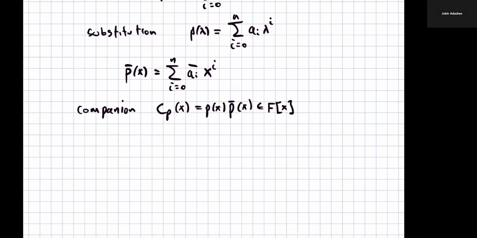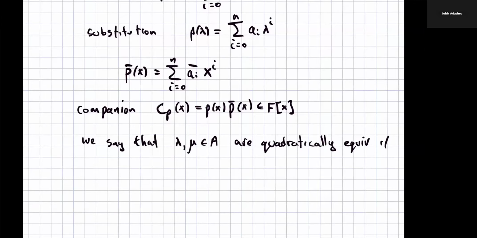And so we say that two elements in our algebra are quadratically equivalent if two things happen: if their norms are equal, and if their trace forms agree, which basically means that they're both roots of the same minimal polynomial we talked about before.